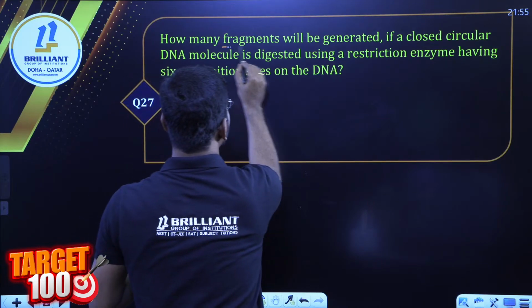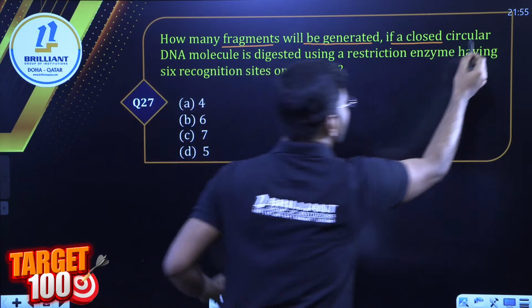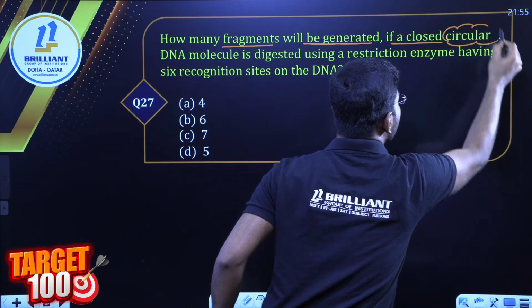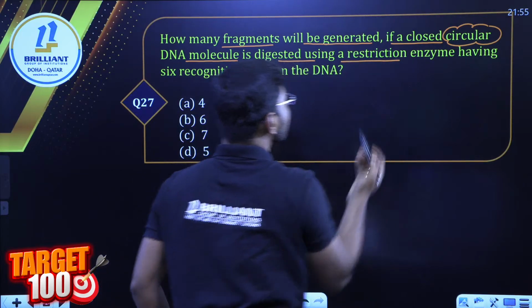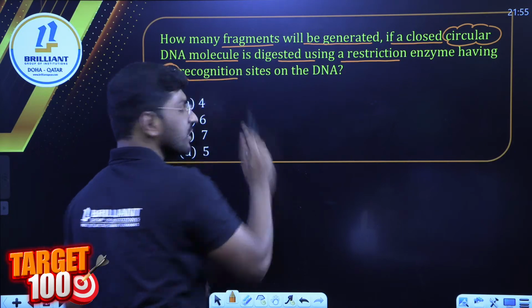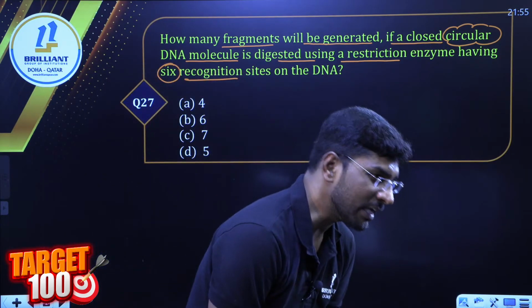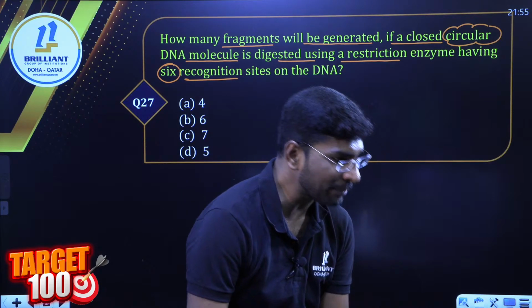How many fragments will be generated? Look here. Circular DNA molecule digested using the restriction endonuclease. How many? 6 restriction sites. 6 restriction sites, yes, absolutely. Good, very good. Right, absolutely.